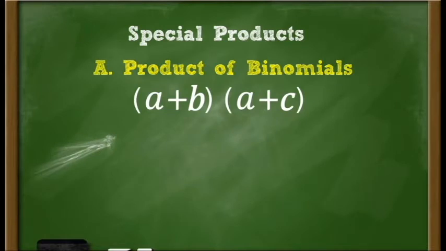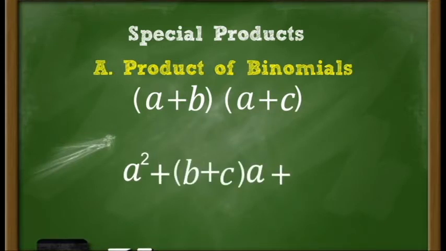Just a review. Now this time, how do we use patterns to get the product of binomials? Say for example, the same set, we have here quantity of a plus b multiplied to the quantity of a plus c. So we can follow this pattern. Square the first term a, so we have a squared.